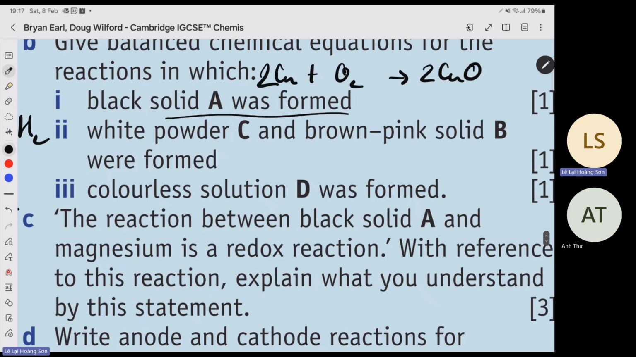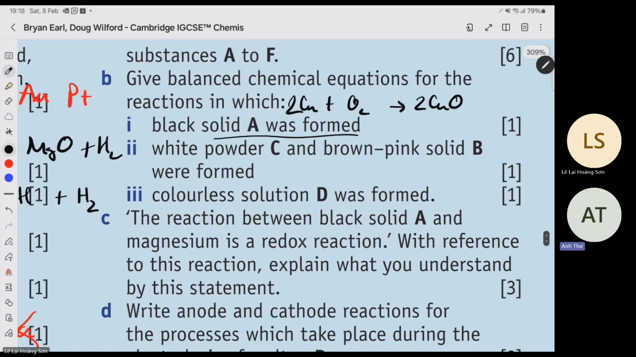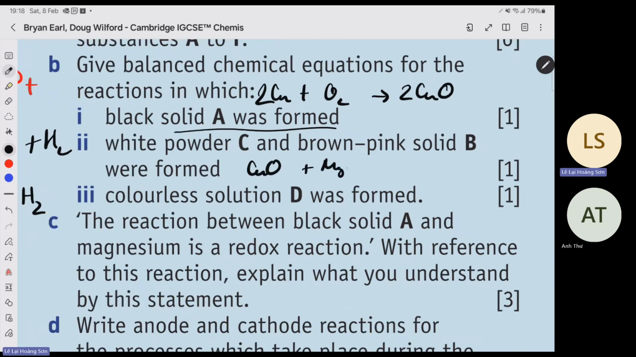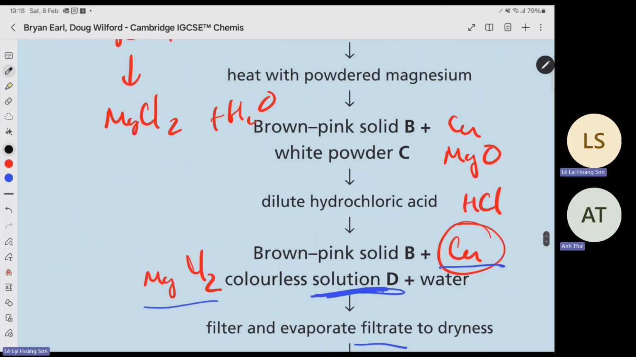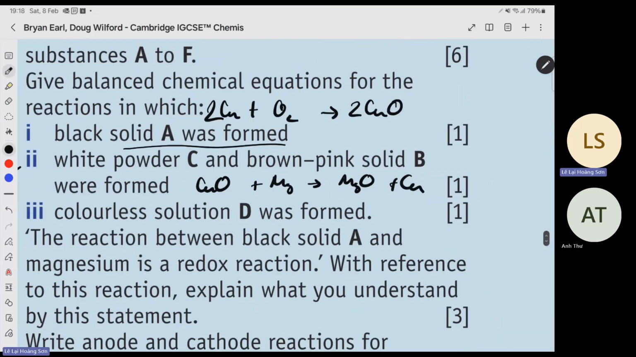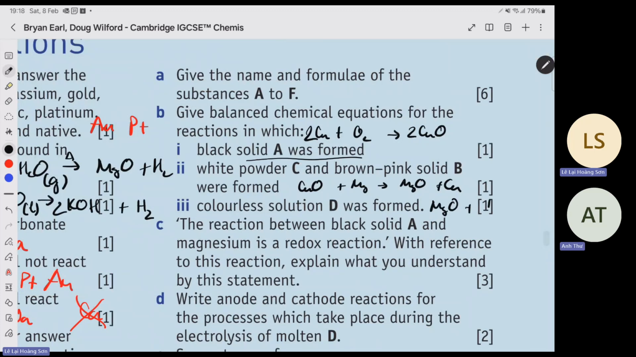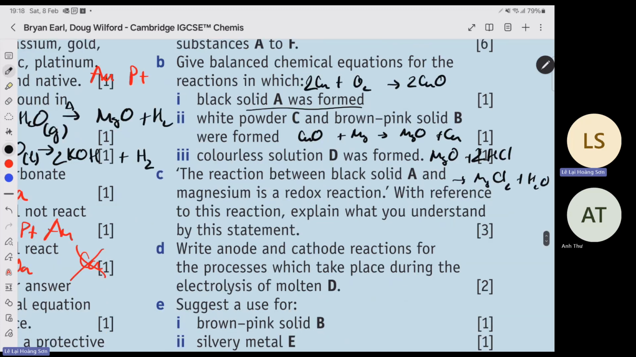So, white powder C and brown pink solid B were formed. We have copper oxide and magnesium reacting to form magnesium oxide and copper. Okay, that's it. Colorless solution D was formed. What is D? It's magnesium chloride, right? So we have magnesium oxide reacting with HCl to form MgCl2 and water, which is the thing that we already wrote down.